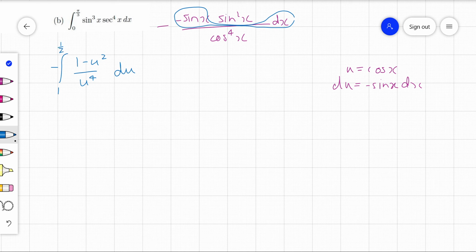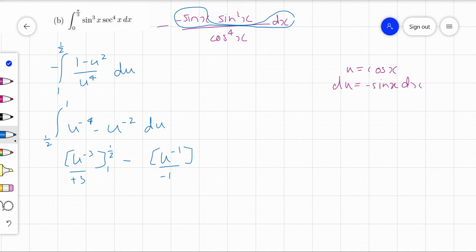So again, up to you if you want to or not. You could swap the limits and make it half to 1 and then not worry about that negative out the front. And then you've got u to the minus 4 minus u to the minus 2 du. All right, add 1 to the power, you get u to the minus 3 on minus 3. If you want to make that a plus, you could swap the limits again, if you want to do that. And then we've got minus, add 1 to the power, u to the minus 1 on minus 1. So here we could put the minus together and make it plus. So we don't want to swap the limits there.